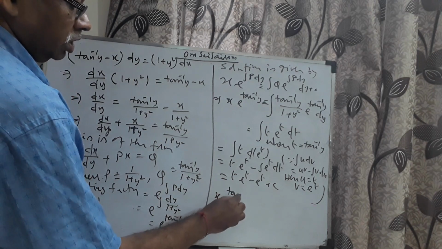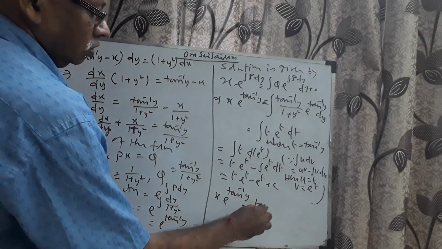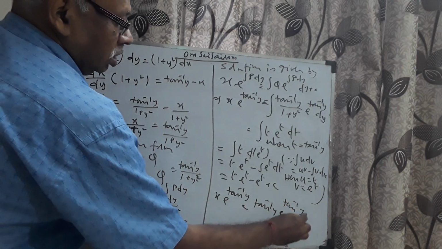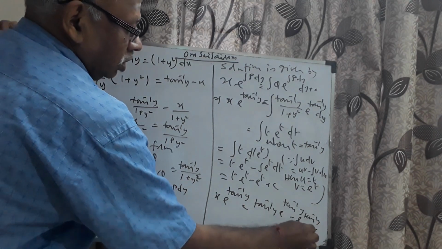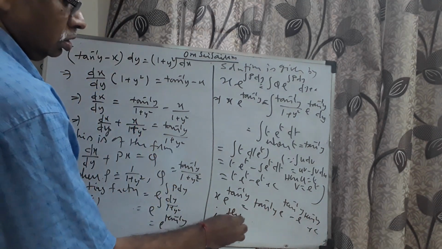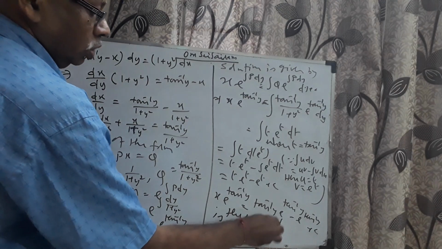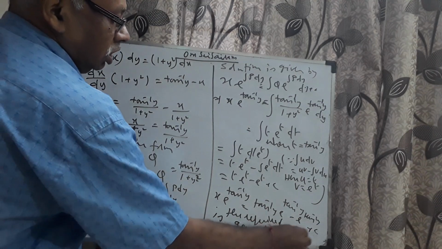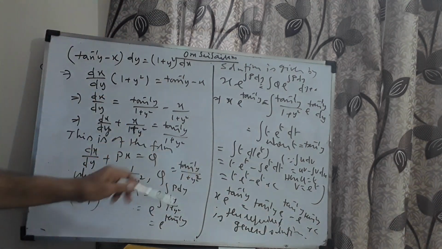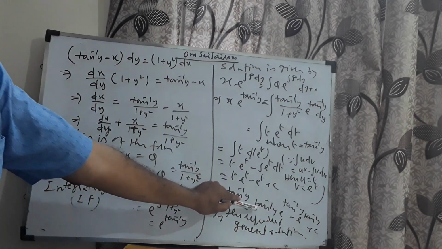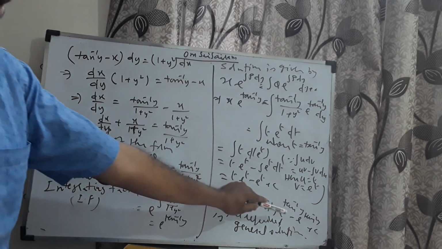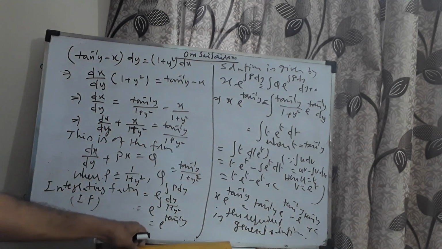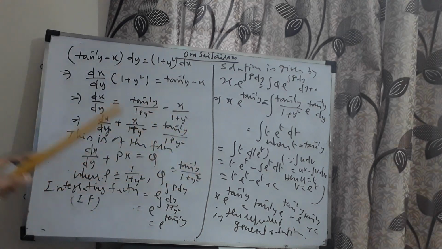Therefore x e power tan inverse y is equal to tan inverse y e power tan inverse y minus e power tan inverse y plus c, that is the required general solution. You can even divide throughout by e power tan inverse y, then it will become x is equal to tan inverse y minus 1 plus c by e power tan inverse y. That will be the final answer. That is the way also you can write, or you can leave it as it is.